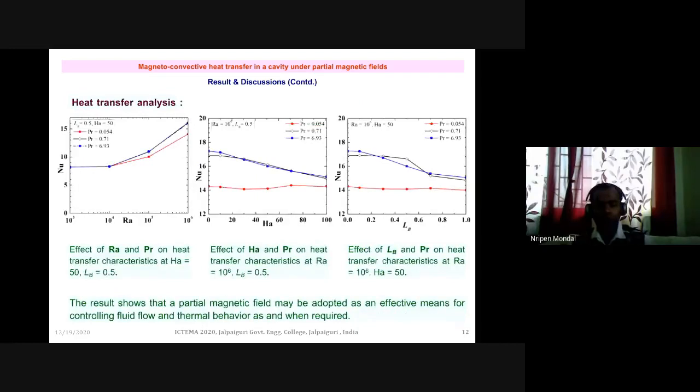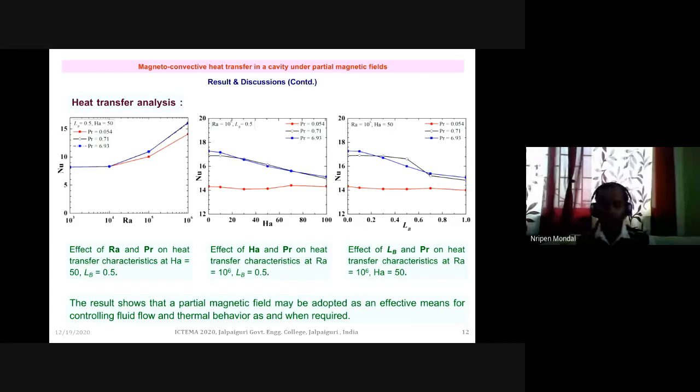Now, from the heat transfer analysis, we can understand that with the increase in the Rayleigh number, the average Nusselt number increases. For a fixed Rayleigh number, as the Hartmann number increases, the average Nusselt number decreases. The reason we have already understood: with the increase in the magnetic field strength, flow strength decreases, and as a result heat transfer decreases. And higher heat transfer is always achieved with water as a working fluid compared to molten metal with 0.054.